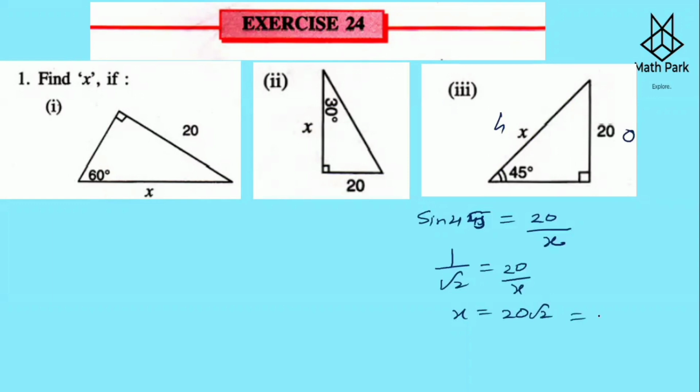Let us put the value of root 2 as 1.41. So 20 times 1.41, just double it. So you get this as 28.2. Got it? So we are done with question number 1.